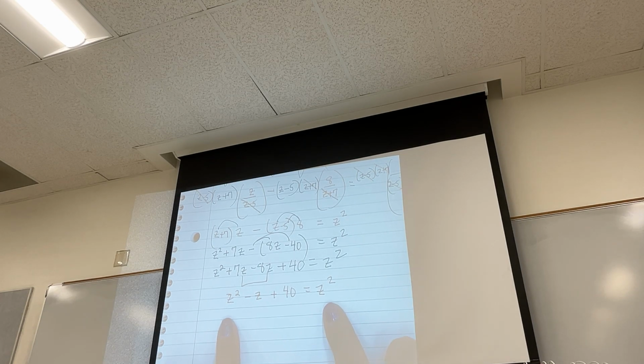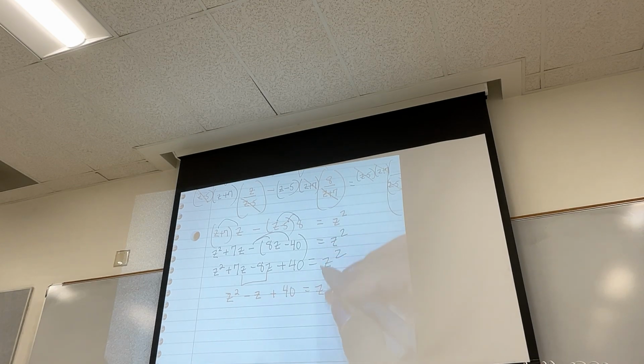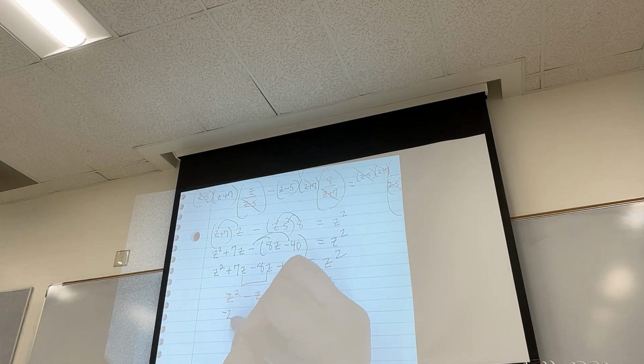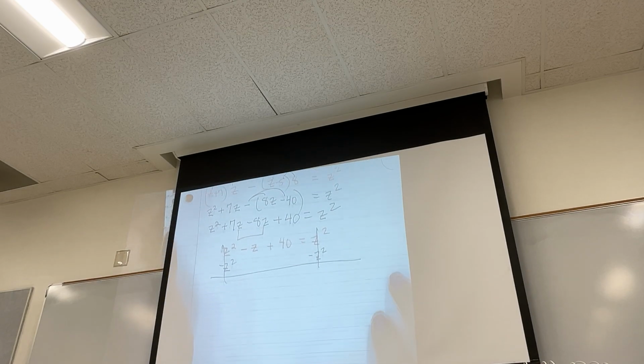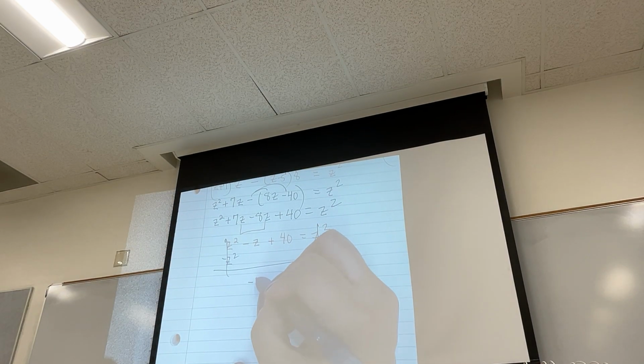So, do you see we have two z squareds? Those are like terms. So let's move the z squareds together, and what happens? Okay, so now we have an even shorter equation. Negative z plus 40. This is 0, not 1. And now we're just solving for z, which is 40. Well, hold up. We're not done.